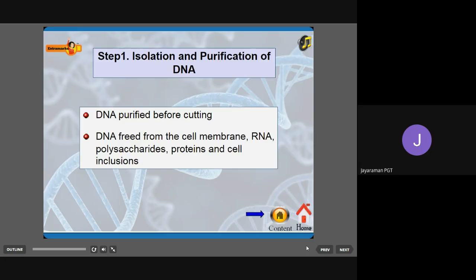Okay, so from this topic we will discuss tomorrow. Already it's getting late, but just 2 minutes, I can explain what is this isolation and purification. Then I will repeat during the next class. Isolation and purification of DNA.